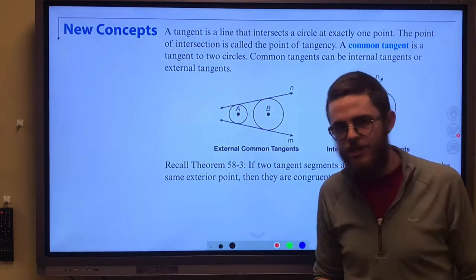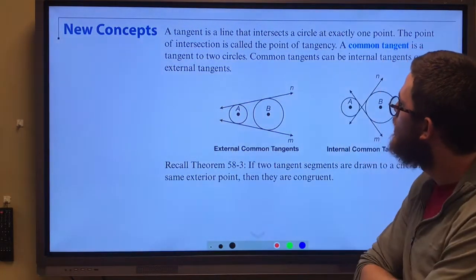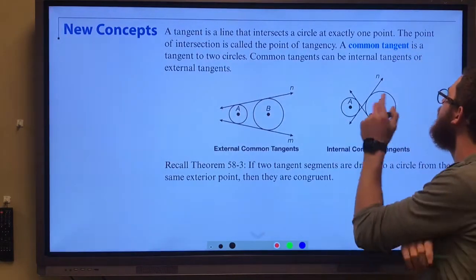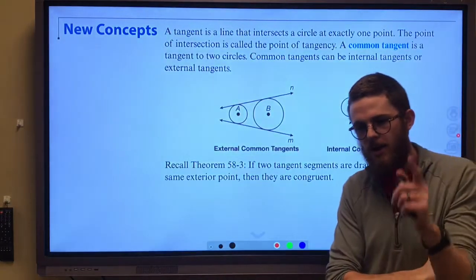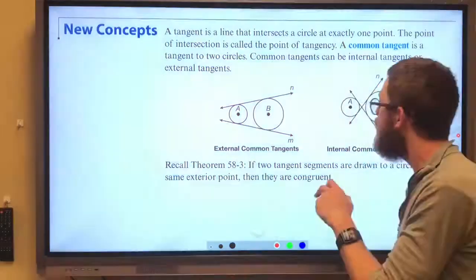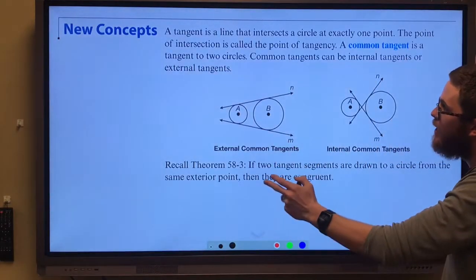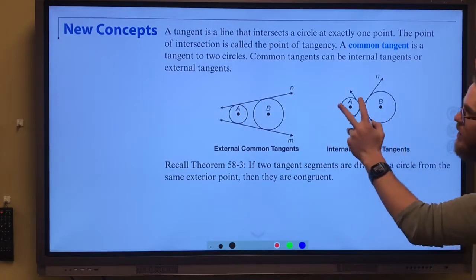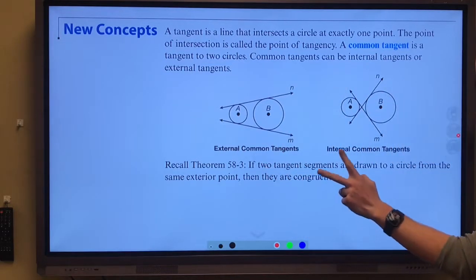Looking more at tangents to circles. Remember, a tangent is a line that intersects a circle at exactly one point, that point of tangency. Today we're looking at common tangents. A common tangent is tangent to two circles.